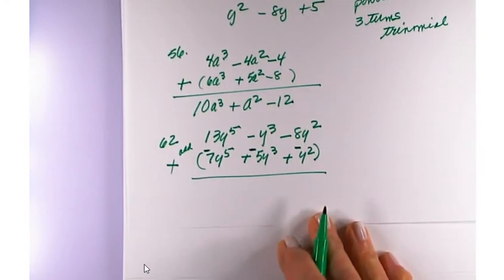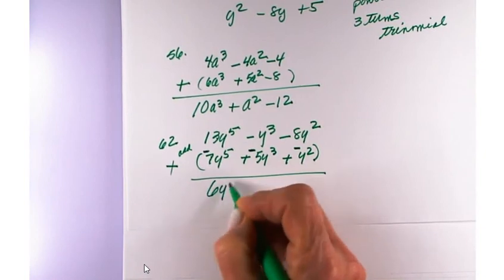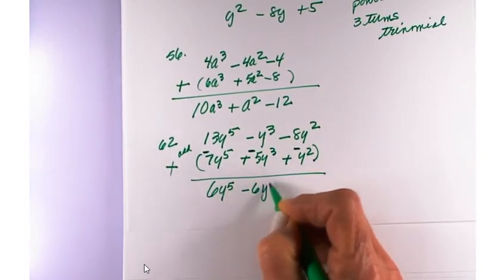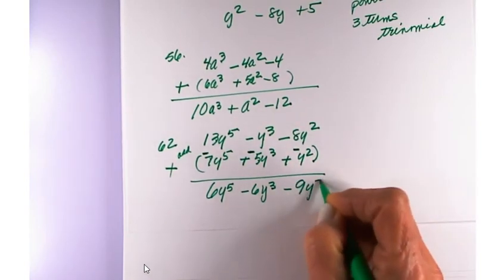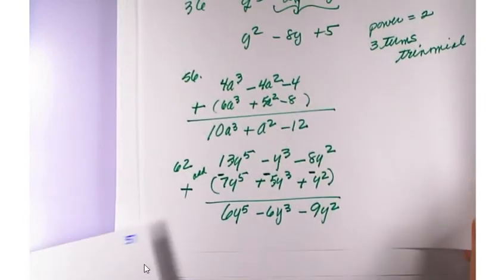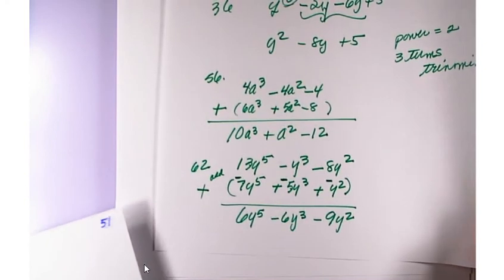13 minus 7 is 6. Minus 1 minus 5 is negative 6. Minus 8 minus 1 is negative 9. So that is the most efficient way to do it. Change the sign of the subtrahend and add.